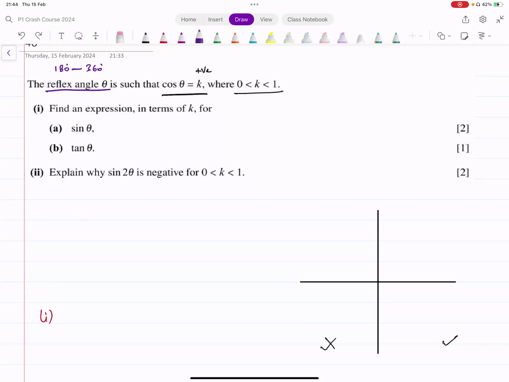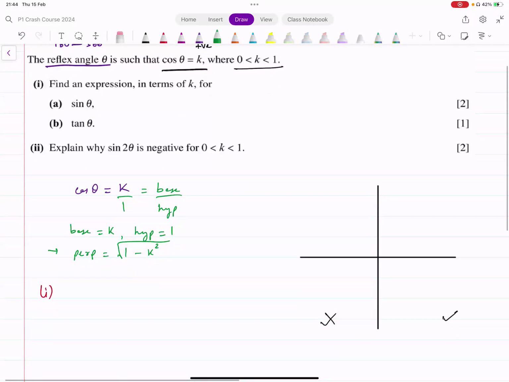Cos theta is equal to k, and we're in the fourth quadrant, remember. How is cos defined? Cos is defined as base over hypotenuse. And we can write it as k over 1. If base is k and hypotenuse is 1, then what about perpendicular? The perpendicular is going to be the square root of hypotenuse squared, which is 1, minus k squared. That is the perpendicular. These are all the 3 sides that we have in that triangle.